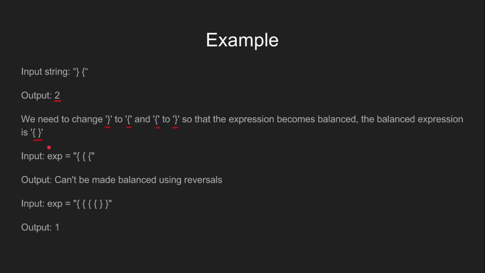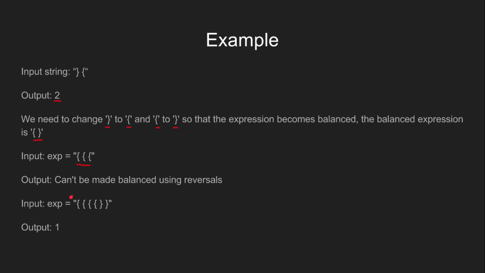Let's take another example. For this expression, we can never get a balanced expression no matter how many reversals we make because it contains an odd number of elements. Any string with an odd number of elements can never be balanced.